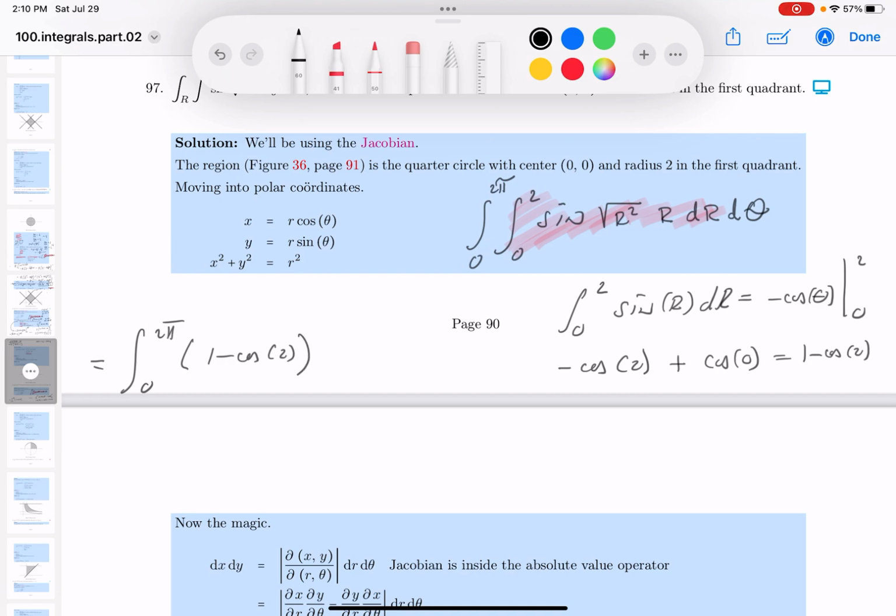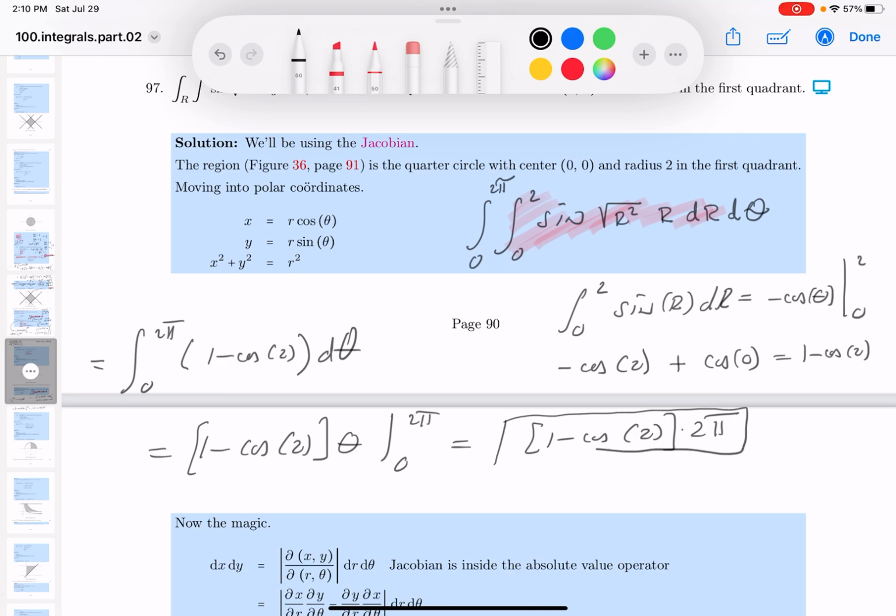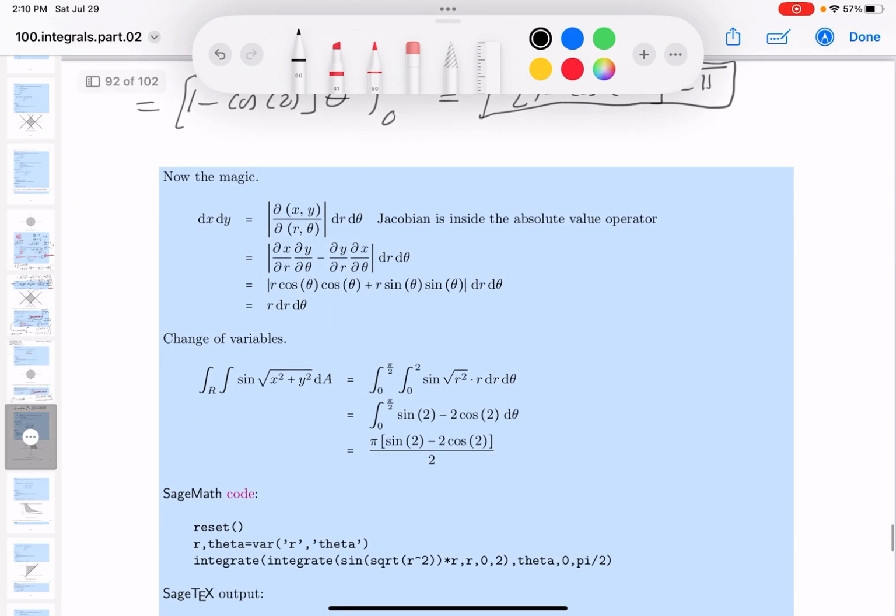And then it's going to be what? D theta now. What do you get over here? Relatively simple. Simple if I didn't make a mistake, by the way. Theta, 0 to 2 pi. So what do you get over here? 1 minus cosine 2, and then times 2 pi. Call it quits there, put a box on this. And let's take a look at the key, see if we got it.